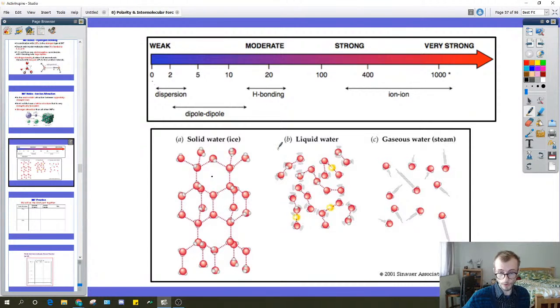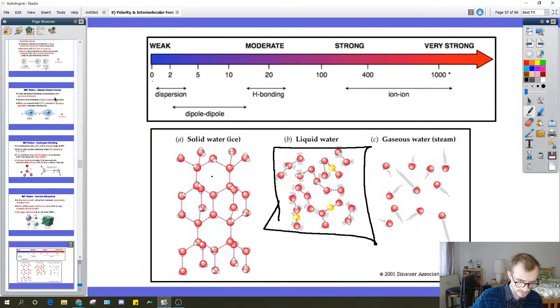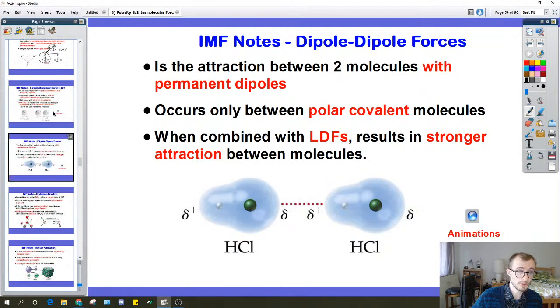As opposed to liquid water, it's the exact same molecules, but it actually has too much energy to stay stuck together as in ice. And so as a result, you get this liquid dispersion of the molecules going around everywhere, versus a gas. So the phase of matter actually gives us a hint as to how effective the intermolecular forces are at keeping the different molecules together. So that's the dipole-dipole forces.